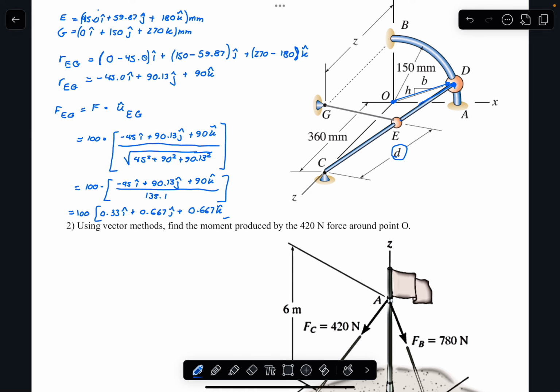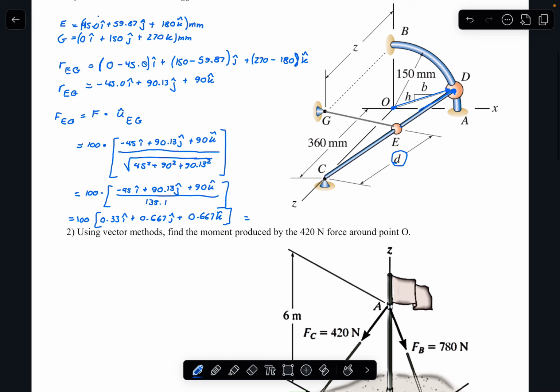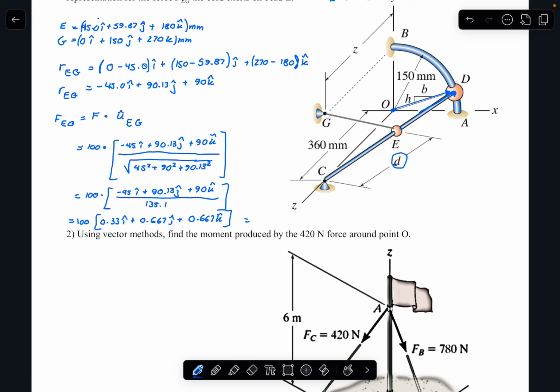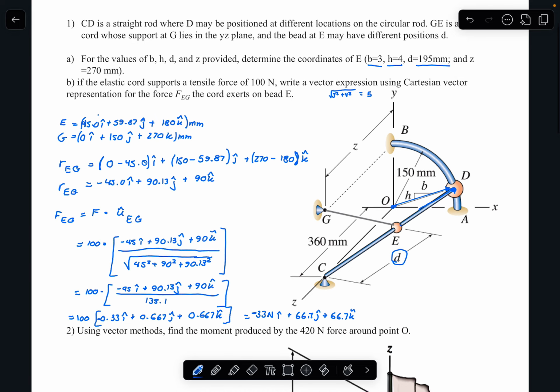Now we just have to multiply it by 100, and this will give us our components. So 100 times 0.33 is just 33 newtons in the i hat direction, plus 0.667 times 100 in the j hat direction. And then make sure we include our signs. My apologies, I made a mistake with the signs. And then finally, 66.7 k hat. Now, this was our final answer.